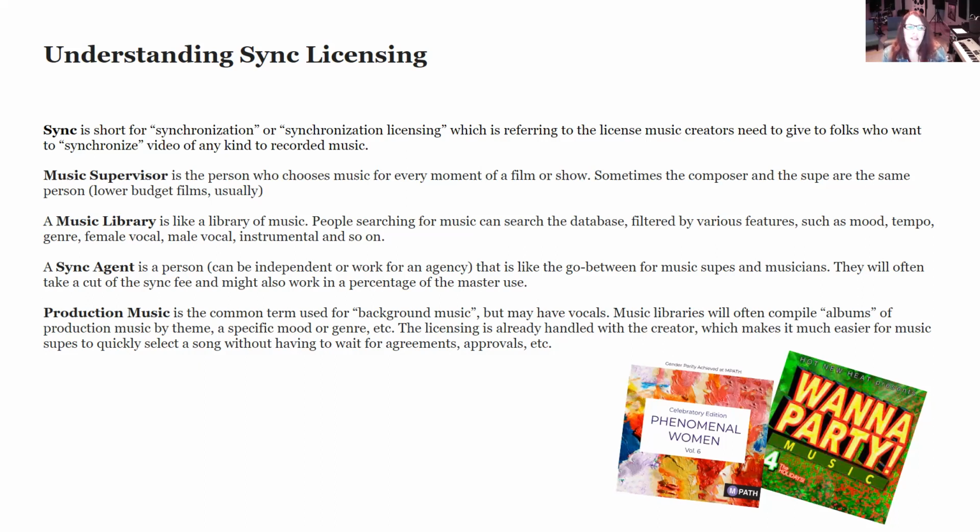A sync agent is a person who could be independent, which I sometimes act as for people once in a while, or can be part of a larger agency. That person is the go-between between music supervisors and the creators, the master recording owners, the copyright owners.